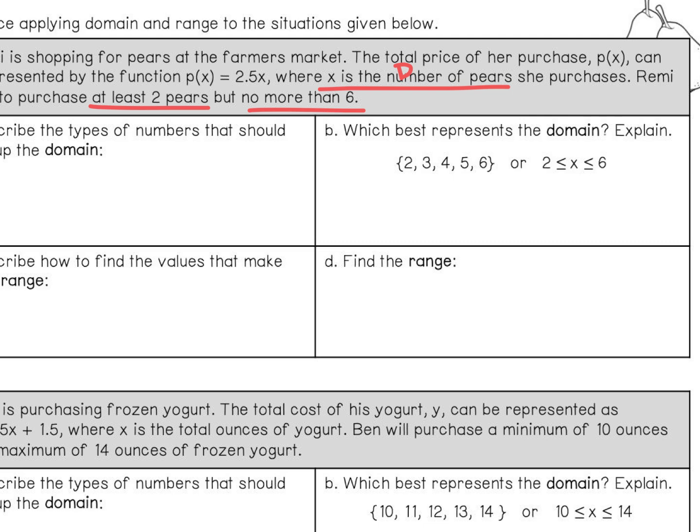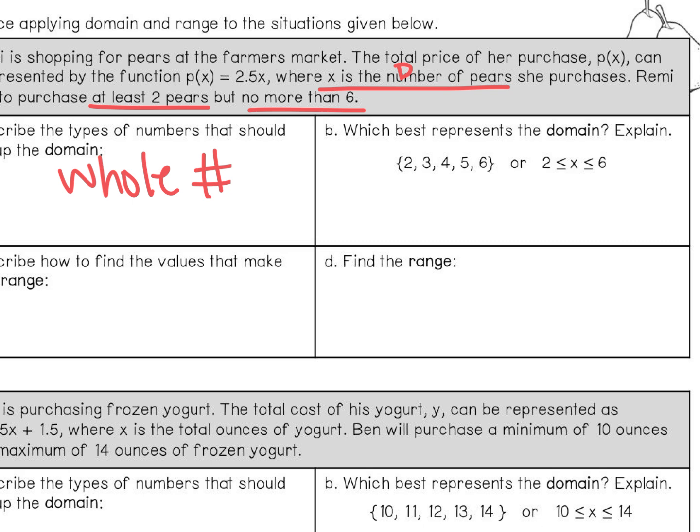So, what type of numbers are we talking about for the domain? Are we talking about whole numbers? Are we talking about integers, which are positive and negative whole numbers? Are we talking about decimals? Can we have half a pear? If you go to a farmer's market, can you tell them I want to buy 3.5 pears? Are they going to cut that pear in half for you? No. So, we are talking about whole numbers here. You can buy 1 pear, 2 pears. If you go to H-E-B, they're not going to cut a pear in half for you.